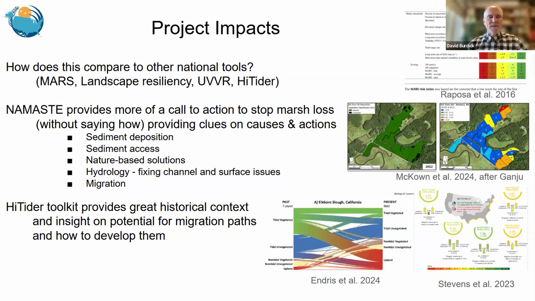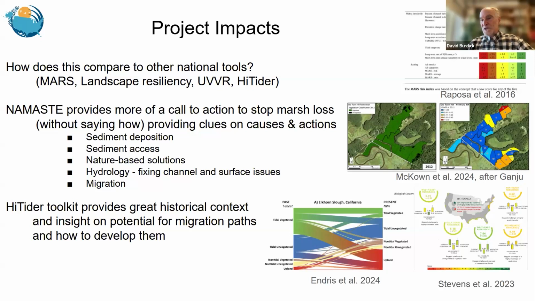We have UVVR from Neil Ganju, with images from Grant's work in one of our sites. But that's another way to look at marsh vulnerability and impacts. And finally, there's Charlie Andrus's brand new publication from the High Tider Project that looks at how vegetated wetlands at the edge of the estuaries really have changed over the years because of all the things associated with human impacts to the land.